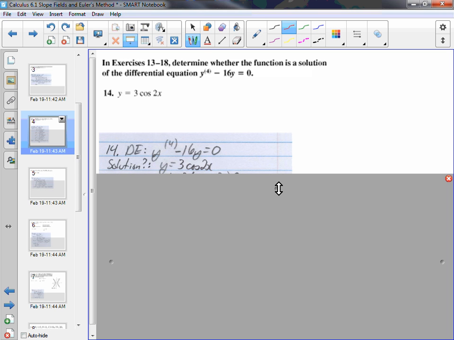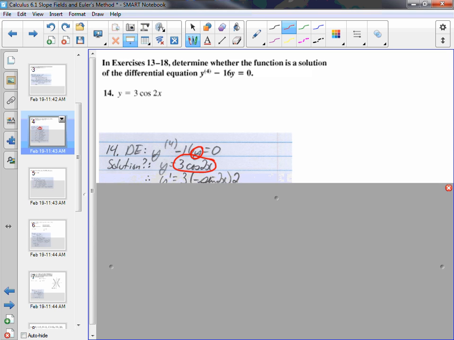Now, like we did on number 24, we're going to replace the original y with 3 times the cosine of 2x, but the work we've got to do is figure out what the fourth derivative of 3 times the cosine of 2x equals. It's not quite as bad as you think.